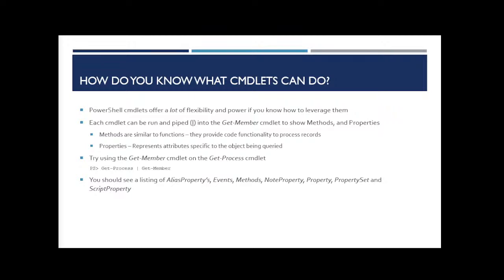Methods are similar to functions. They're typically something that can be done with that data. A property is exactly that, an attribute associated with it that you can pull up. When we were doing process.name, the .name is the property associated with that. If you wanted to, you could do Get-Process, Get-Member, and you should see a whole bunch of things: alias, properties, events, methods, notes, and so on and so forth.